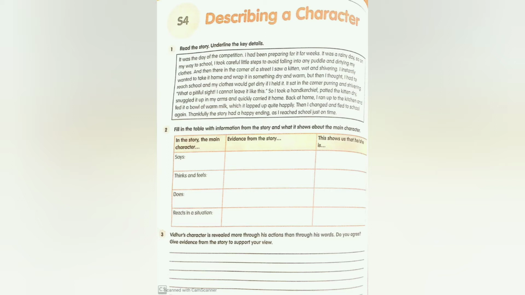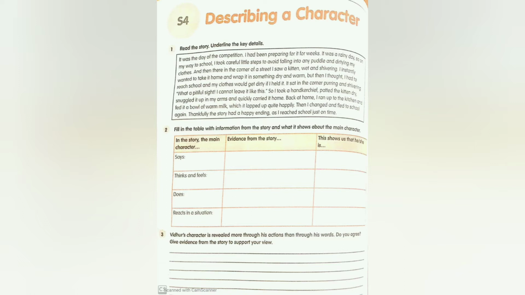Students, take out your Volume 2 to page number 28, Describing a Character. Read the story and underline the key details. It was the day of the competition. I had been preparing for it for weeks. It was a rainy day, so on my way to school, I took careful little steps to avoid falling into any puddle and dirtying my clothes. And then, in the corner of a street, I saw a kitten, wet and shivering. I instantly wanted to take it home and wrap it in something dry and warm. But then I thought I had to reach school and my clothes would get dirty if I held it.